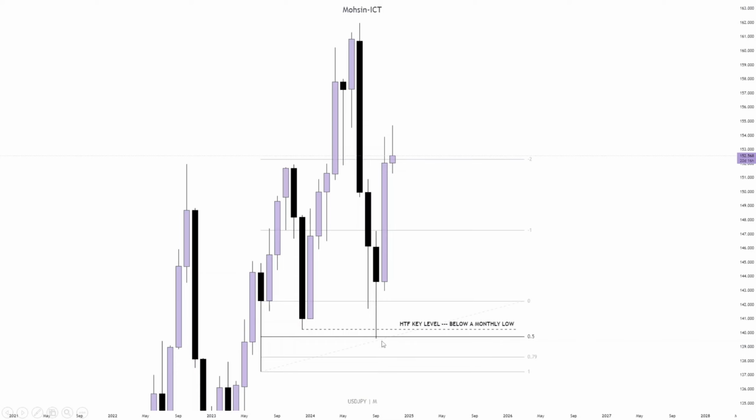right here, and we've also taken the sell side liquidity below these monthly lows. So that's also a higher time frame key level below a monthly low. We have two key levels that support the idea of formation of a bullish order block. Now let's go to our daily chart. After the monthly chart, we go to the daily chart.